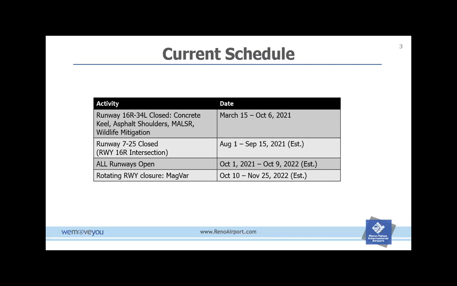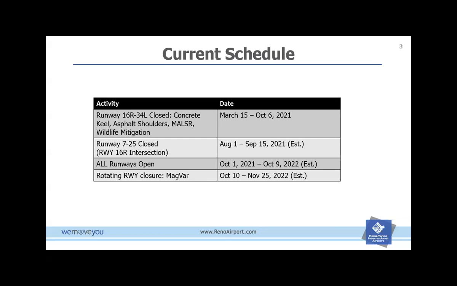All runways following that will be open for about a full year, October 7th through October 9th of the following year, when we'll go into the MAGVAR. So we'll do a rolling closure, as you can see here, of the magnetic variation.